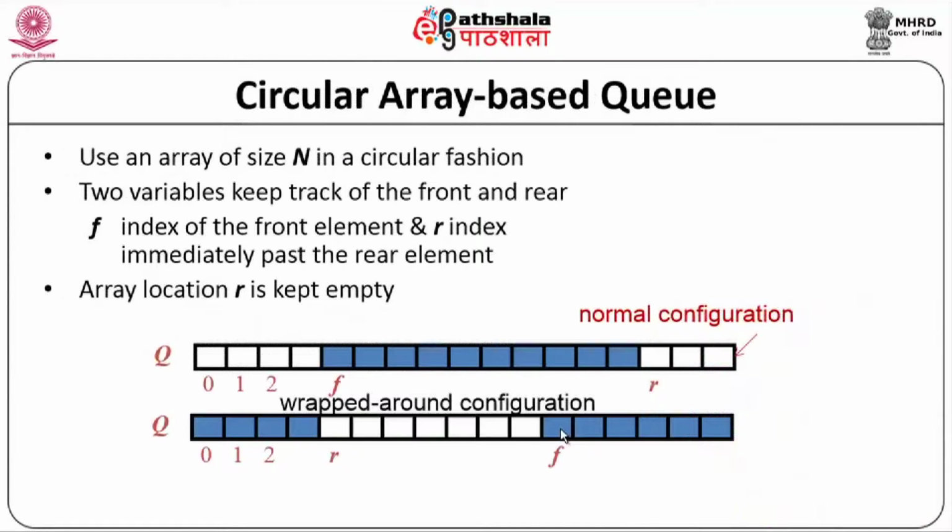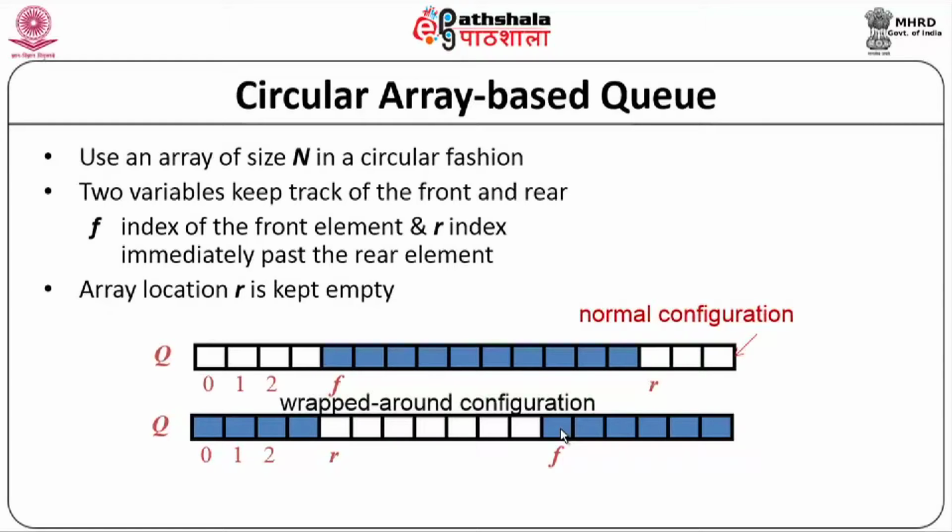So, use an array of size n in a circular fashion. If you see the top diagram, it is a normal configuration of a linear array representing a queue. The second one is a wraparound configuration. So, you have 0 to rear, and the front is coming in front because it is wrapping around.